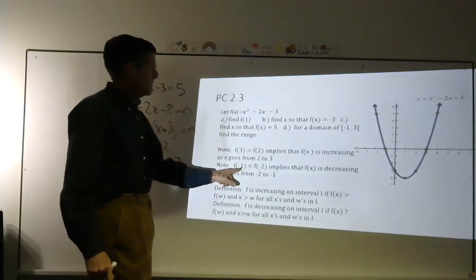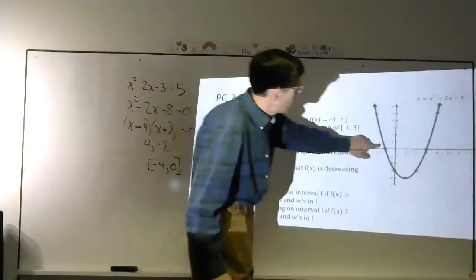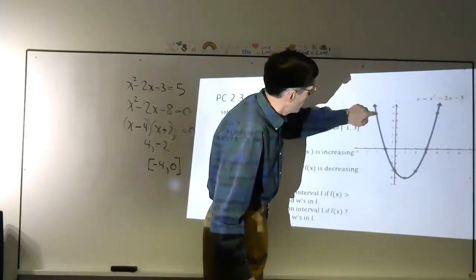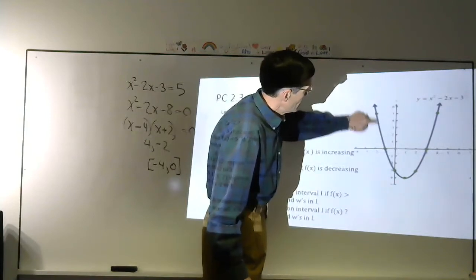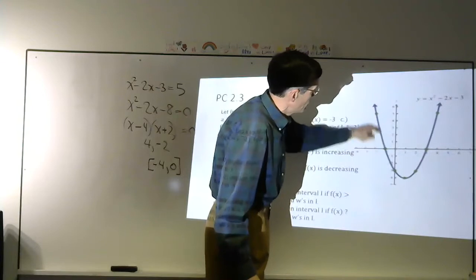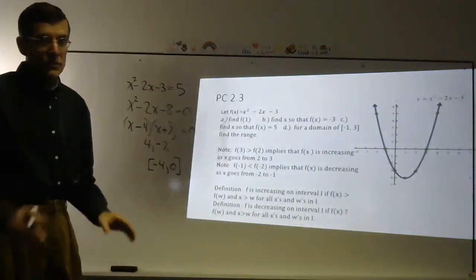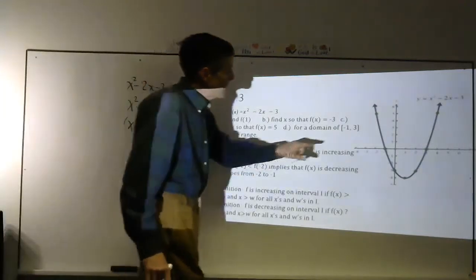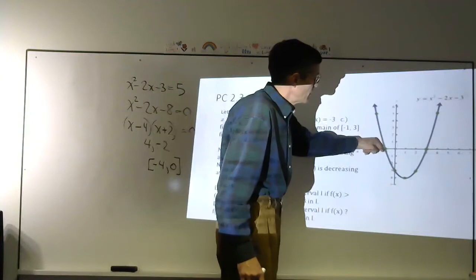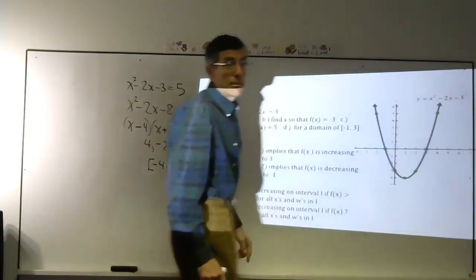How about f of -1 is smaller than f of -2? Here's f of -1 right there. It's that 0 value. Here's f of -2. This value is smaller than that one. So from -2 to -1, the curve is going down. You see how I'm saying that? I'm saying from -2 to -1, the x's, the curve goes down. Over here from 2 to 3, the curve went up. Okay?